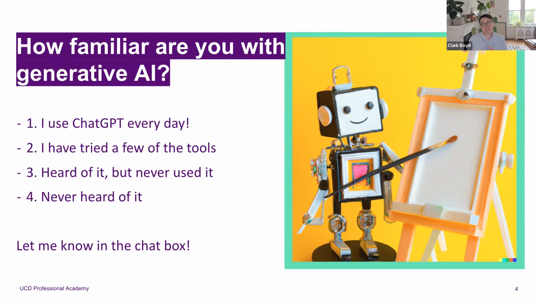So number one would be, I'm using ChatGPT every day. It's part of my working life. Two, I've tried a few of the tools, maybe DALL-E, maybe Stable Diffusion. Haven't tried them too much, but I know what they are. Third, heard of them, but never used. And fourth, actually, I don't even really know what you're talking about, but I hope you're going to explain.